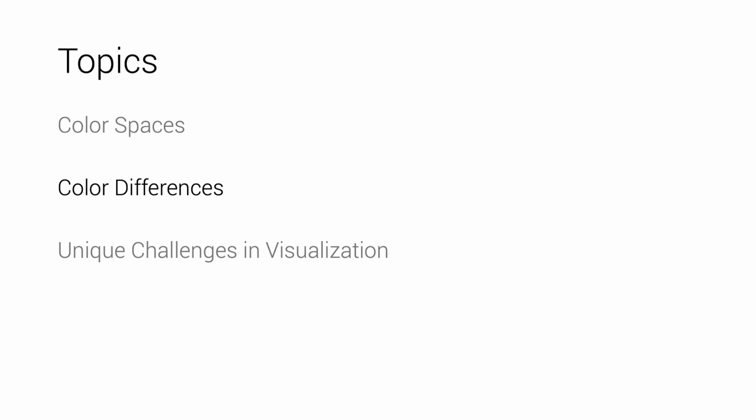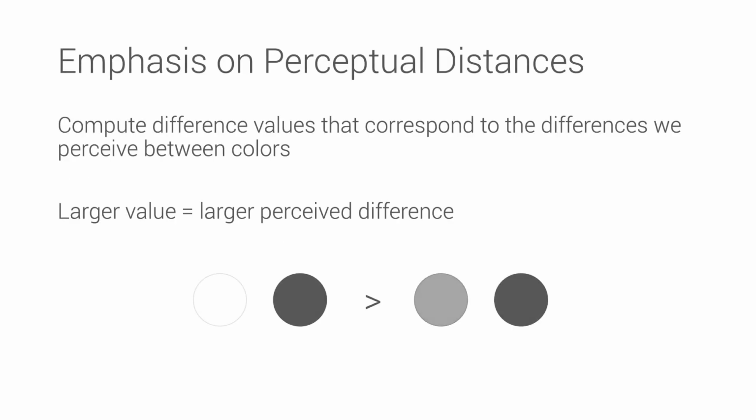And in order to start talking about the differences, we have to move beyond just the representation of color in a particular space to look at how we then compare colors in those spaces. Perceptual distances allow us to compute difference values that correspond to the actual differences we see between colors. In visualization, what this means is that we can map larger data values to larger perceived color differences. In other words, the difference between our black circle and white circle should be computed as significantly larger than the difference between our black circle and our gray circle.